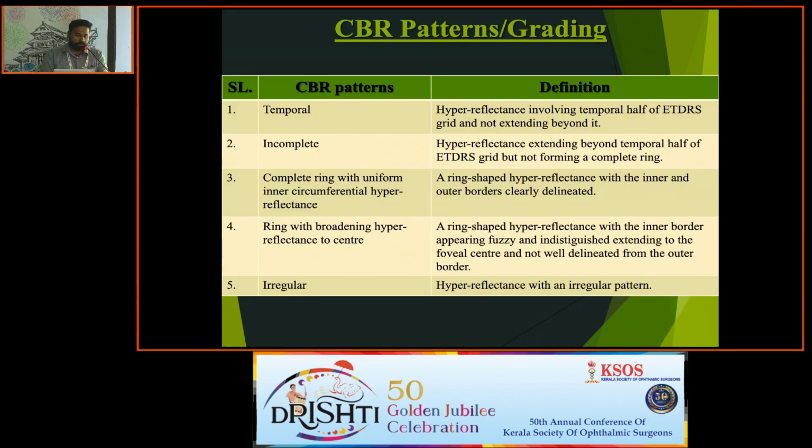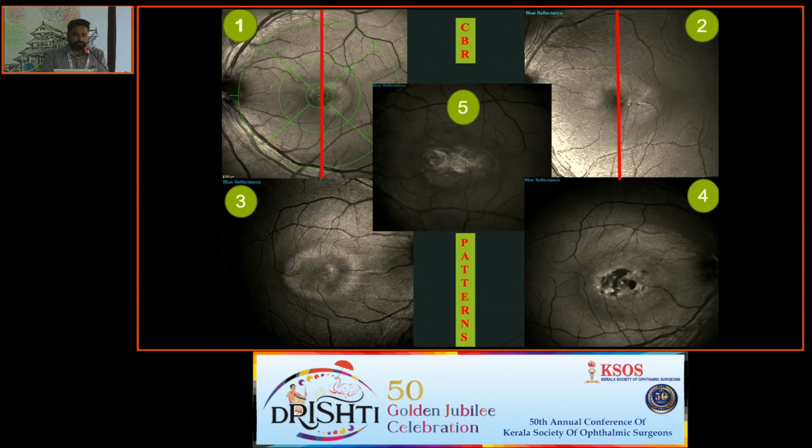The following were the CBR patterns or grading which we analyzed in our study, and I demonstrate this in our figures. We place an ETDRS grid centered on the fovea, and we place an imaginary line crossing vertically on the foveal center. Any hyperreflectance which falls temporal to this imaginary line is taken as the temporal pattern. In the second pattern, the incomplete pattern, we see the hyperreflectance extending to the nasal sectors.